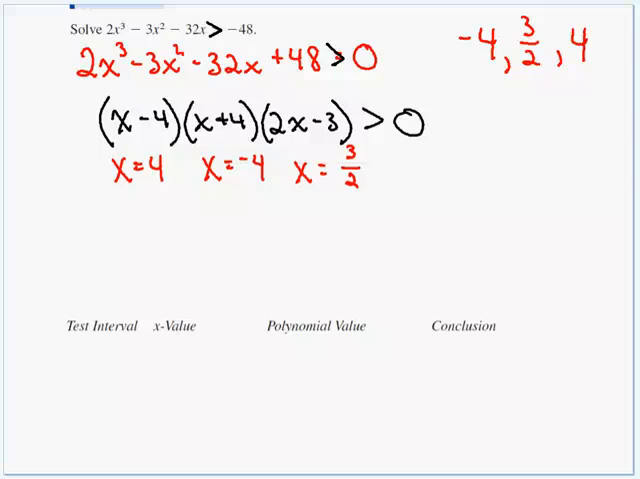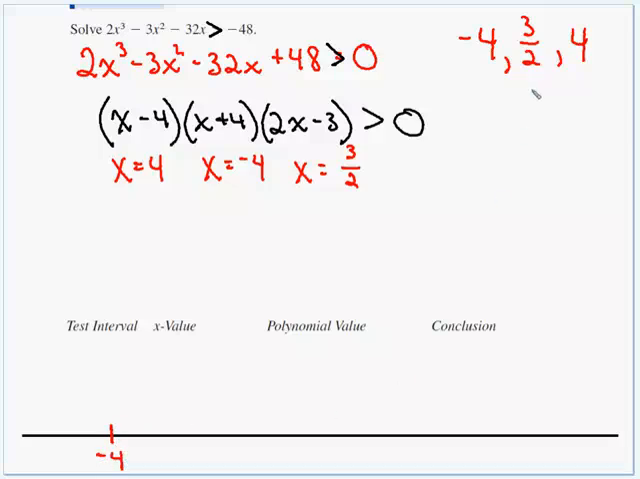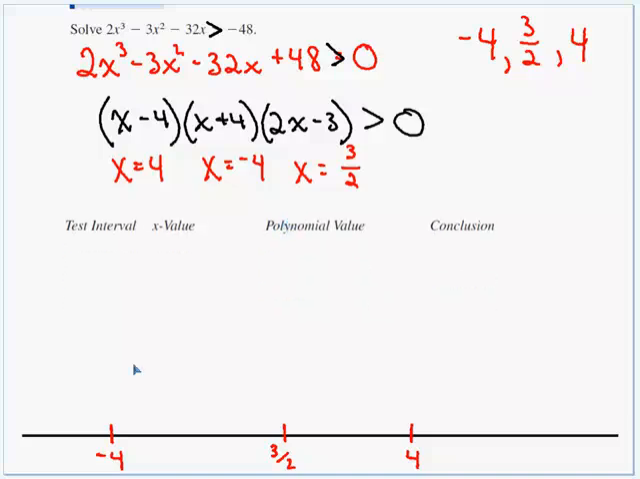So I'm thinking here about a number line. I'll squeeze in a number line here at the bottom. And again, we were only worried about the relevant stuff. So let's say negative 4 would be about here. 3 halves, we'll put that about here, 1.5. And then positive 4 we'll put about here. So we have broken up the number line into intervals. 1, 2, 3, 4 intervals we're going to have to test this time.